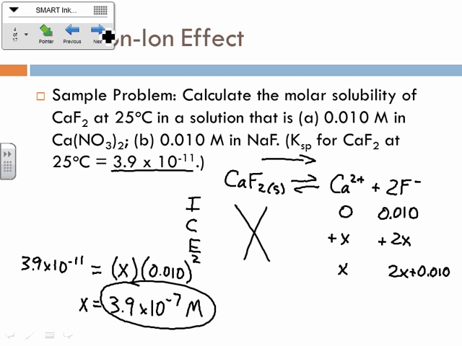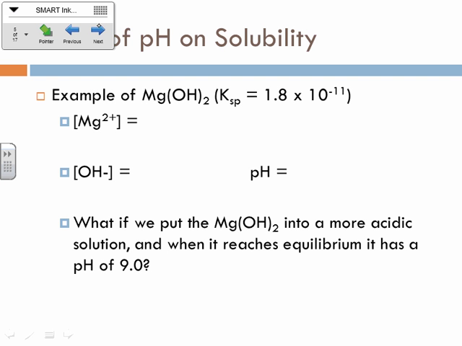Does it make sense that the solubility is lower if we put fluoride in that solution as opposed to if we put calcium in that solution? I'm seeing some yeses and some nos. Why would it make sense? Okay, so there's more of the fluoride that dissociates there. So because of that, it's going to have a greater effect on the solubility. Alright, so that's that.